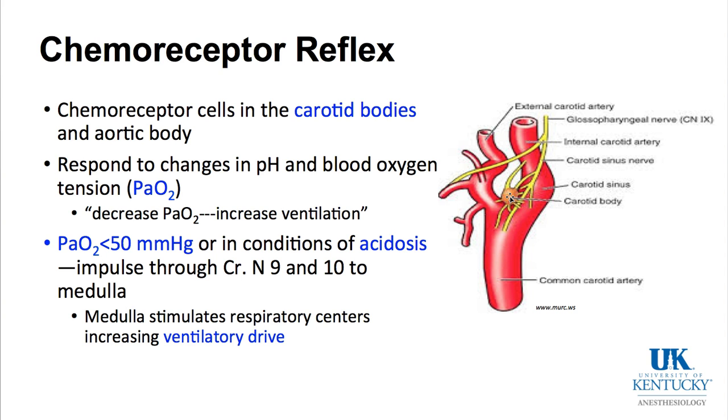When the patient has a P(a)O2 less than 50 millimeters of mercury, plus conditions of acidosis, it makes it even more that the impulses through cranial nerve 9, specifically to the medulla, result in stimulating respiratory centers to increase their ventilatory drive. So the carotid body responds to P(a)O2, and when it's less than 50, it's really sending maximal impulses through to encourage the patient to increase ventilatory drive.